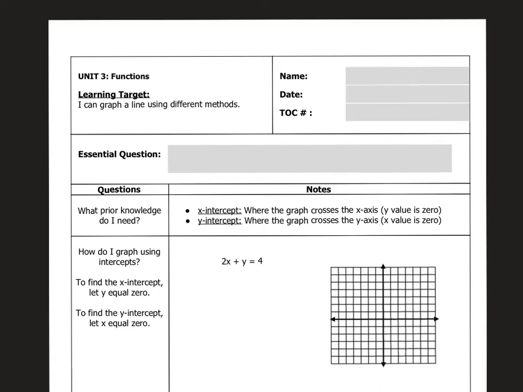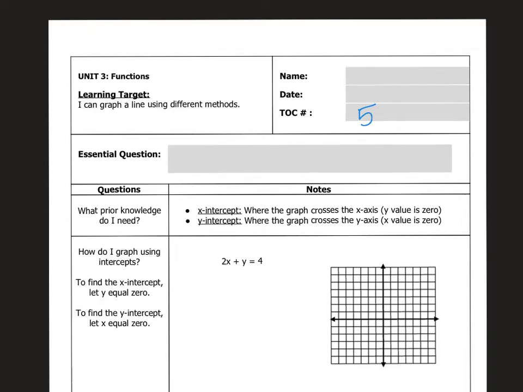Hi everyone, this is TOC number 5 for Unit 3. For these notes, you should either be working in Schoology by editing the document, or you should have it printed. I know not everyone has a printer, so if you don't have one, then you should use the document within Schoology and edit it.